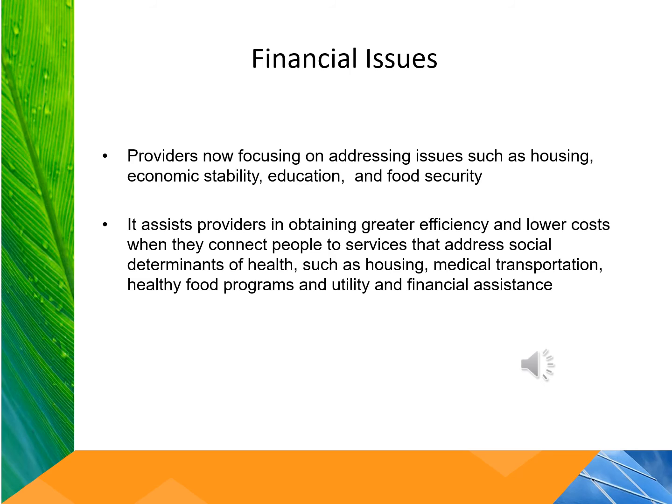After patients' needs have been identified through the use of the electronic health records and the social determinants of health that are needed, providers can connect patients who need medical transportation, access to healthy food programs, and utility and financial assistance.